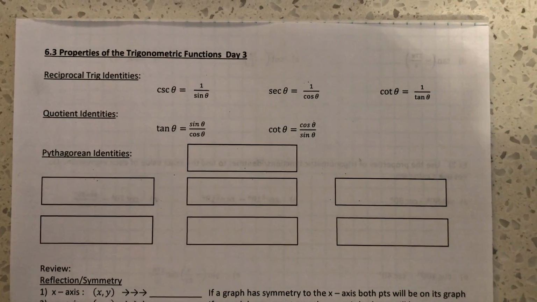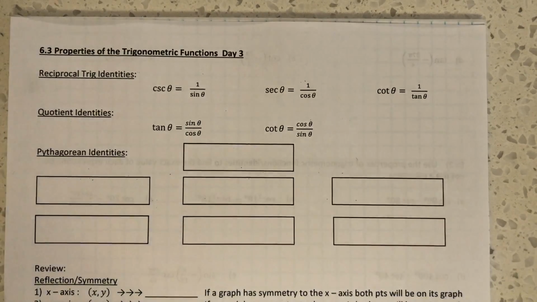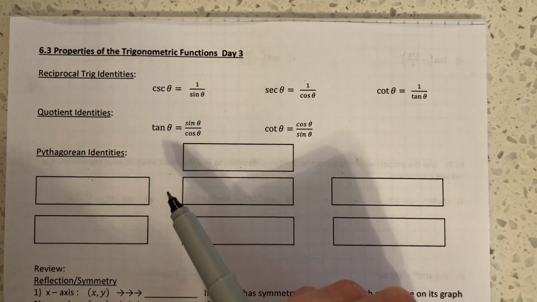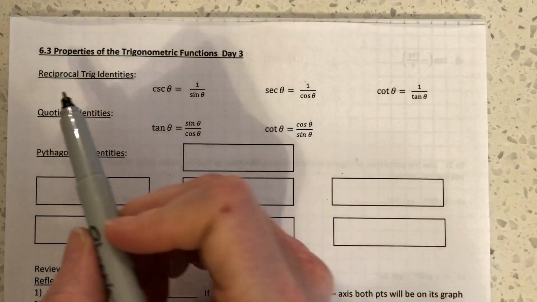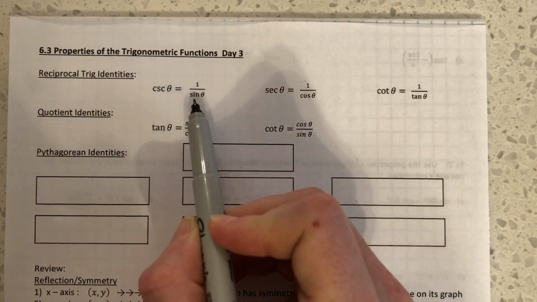Hey guys, we're back with the trigonometric functions and properties of them. We are learning about all of the different trigonometric identities, which are statements of equality that you can interchange in a problem. So we have the reciprocal trig identities, and we know that cosecant is the reciprocal of sine.